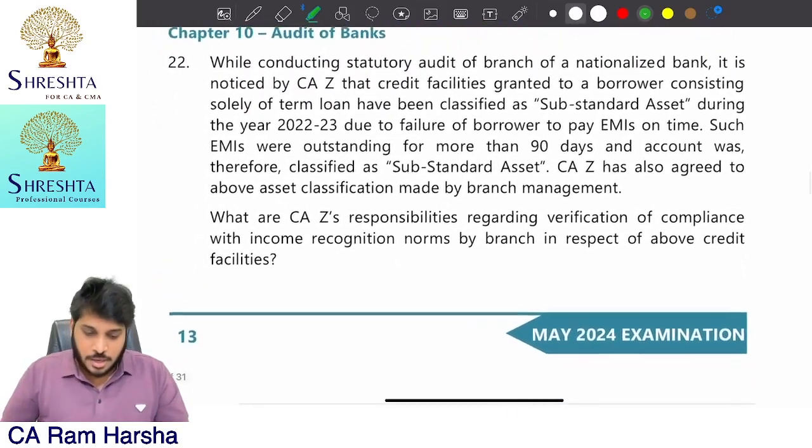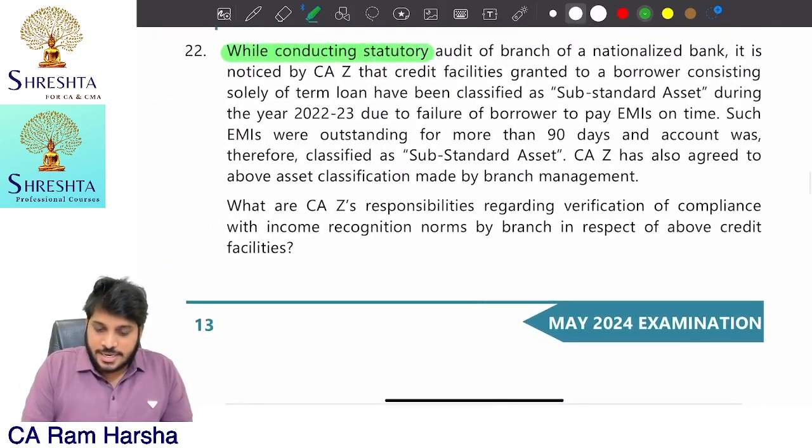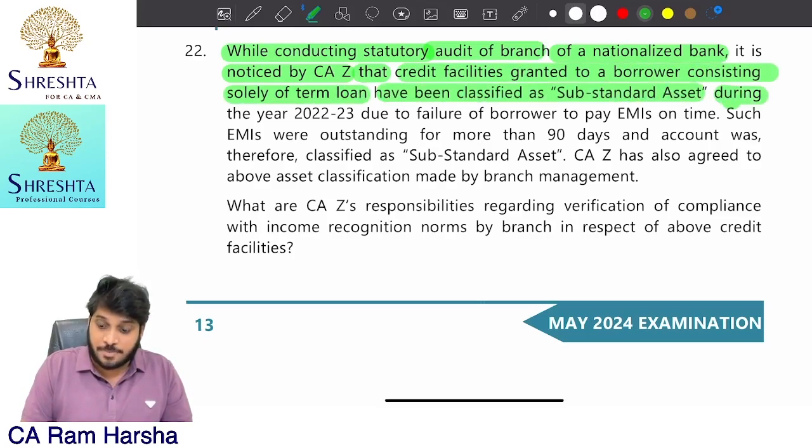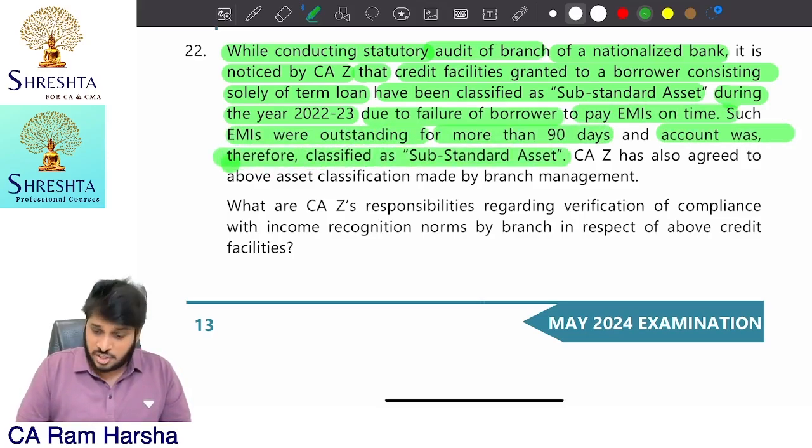Next, audit of banks. While conducting the statutory audit of a branch of a nationalized bank, it is noticed by CA Z that credit facilities granted to a borrower consist of term loans which are classified as substandard. It's an NPA. During the year 2022-23, due to failure of the borrower to pay EMIs on time, such EMIs were outstanding for more than 90 days and the account was therefore classified as substandard, which is correct. CA Z has also agreed to the above classification.